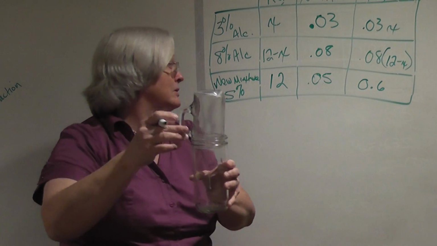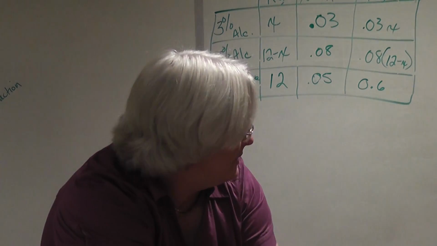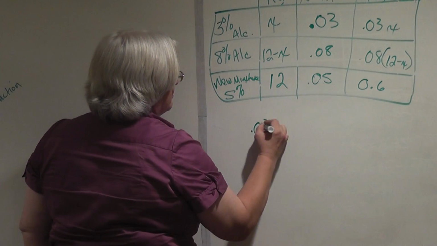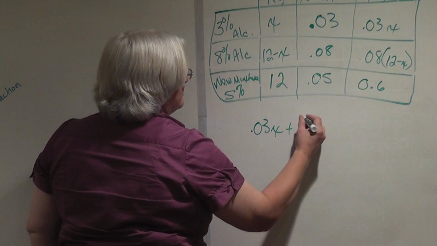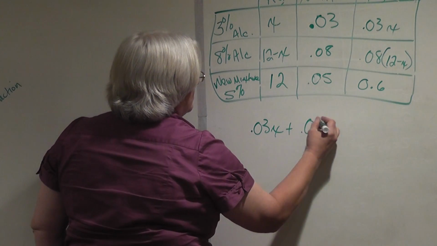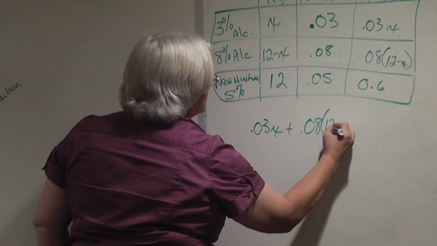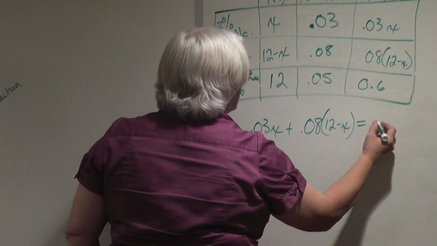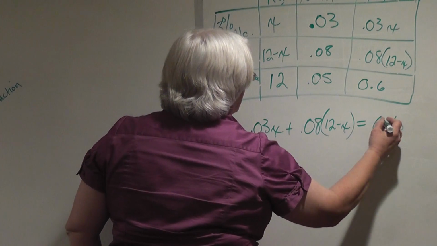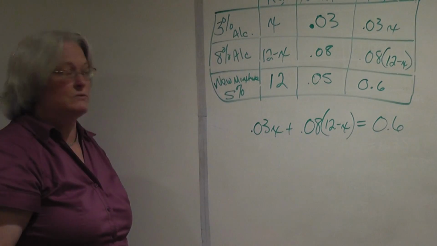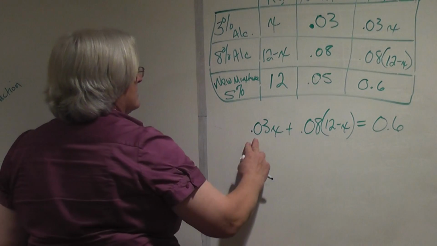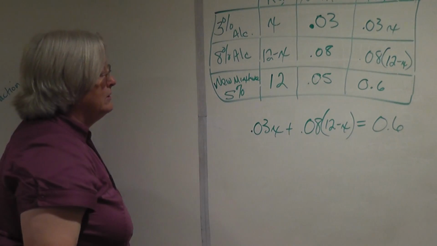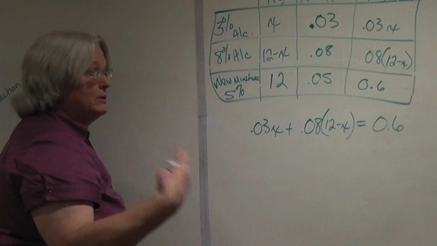So the amount of 3% alcohol solution and the amount of 8% alcohol solution combine to give me the total amount of solution at 5%. So the amount of 3%, 0.03x, plus the amount of 8%, 0.08 times the quantity 12 minus x, is equal to our total amount of alcohol contained in that final 12 kilograms of solution. Let's go ahead and multiply the equation through by 100.